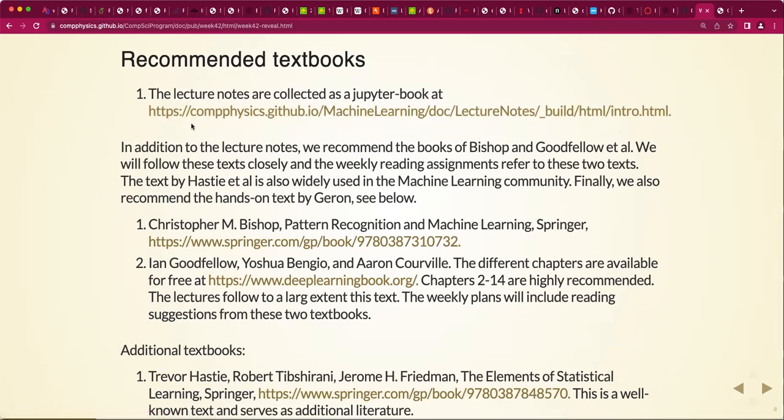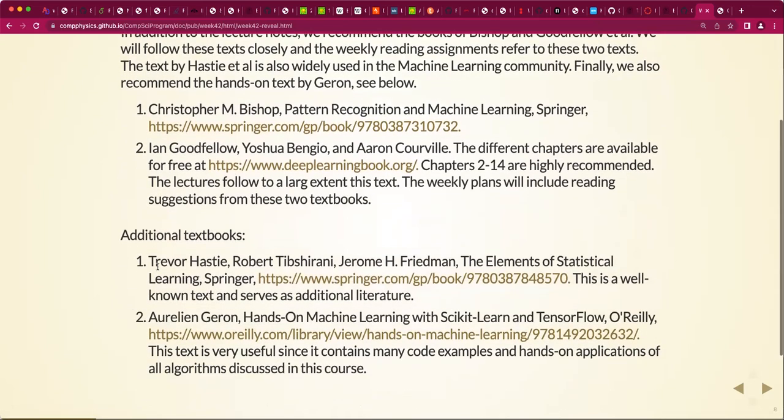So you will find the lecture notes, and we have these different textbooks here. There's also a textbook by Aurélien Géron, who was one of the people behind TensorFlow at Google. It has a lot of hands-on code, and is pretty useful. I actually stole many codes from the textbook of Géron.